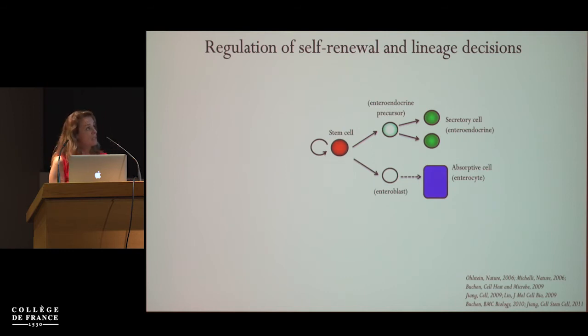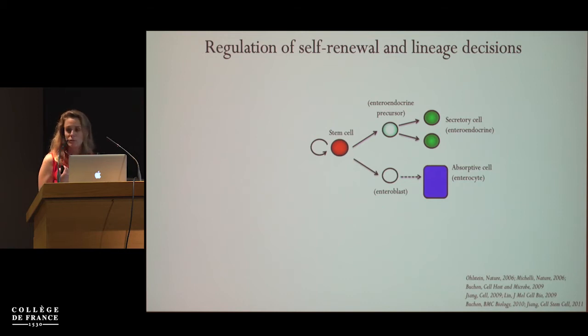The stem cell divides to self-renew. It can then produce 2 types of precursor cells, one that is an enteroendocrine precursor that will divide once and make secretory cells, and the other, which is called an enteroblast, that will directly differentiate into enterocyte cells.